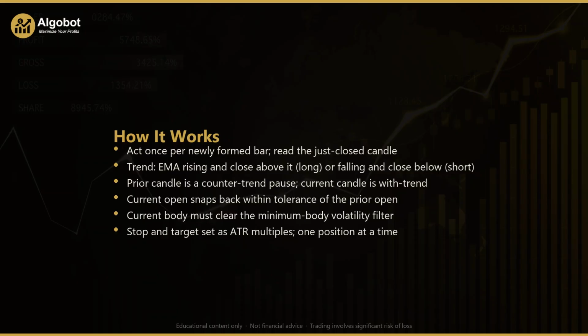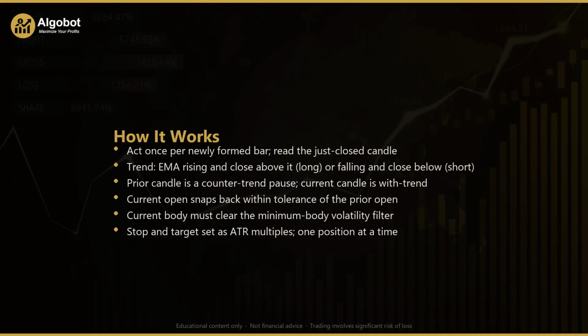First, the trend check. The strategy reads the exponential moving average at the just closed bar and compares it to its value 3 bars earlier. If the average is higher now than it was 3 bars ago, the trend is considered up. If it's lower, the trend is considered down. On top of that, for a long setup, the just closed candle must close above the moving average, and for a short setup, it must close below. This double condition confirms both direction and location.